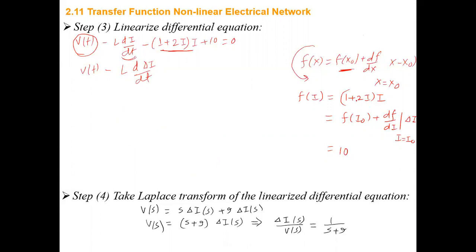Now what is the derivative of this f here? So df over dI is how much? Help me here. So d over dI, what is your f? I plus 2I squared, right? What is the derivative of that? 1 plus 4I calculated at 2. So which is 1 plus 4 times 2, which is 9, right? Does it make sense?